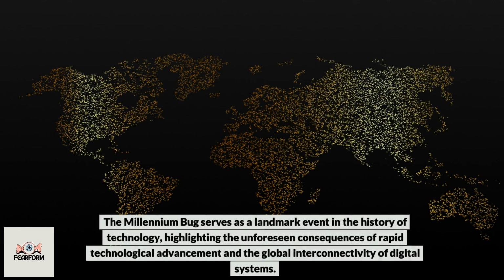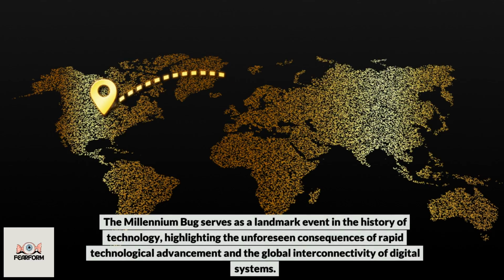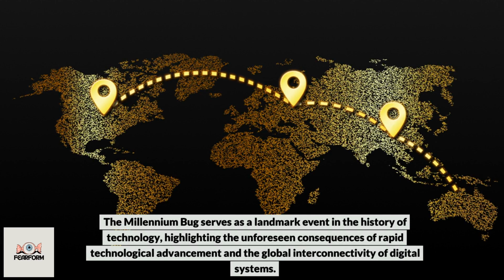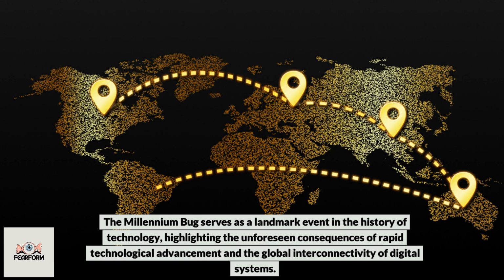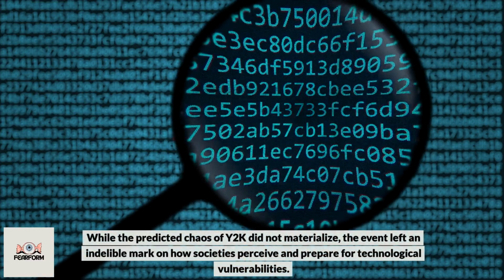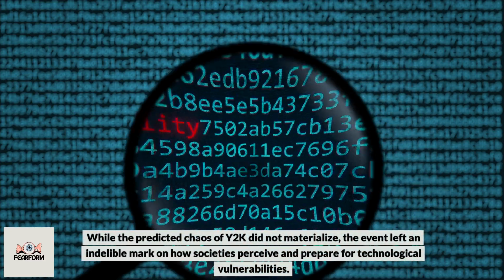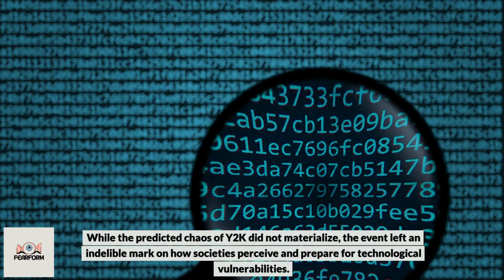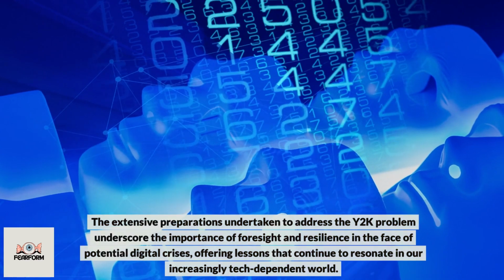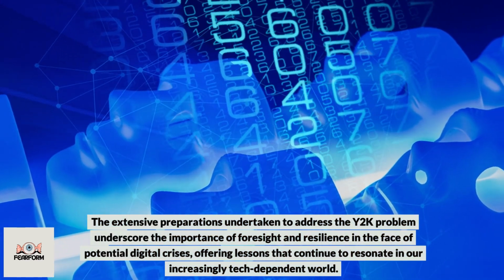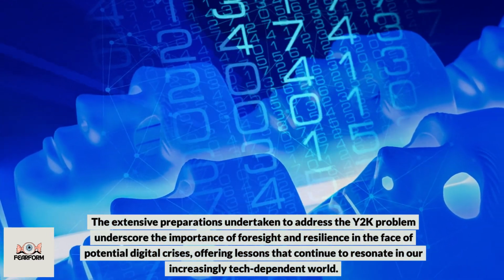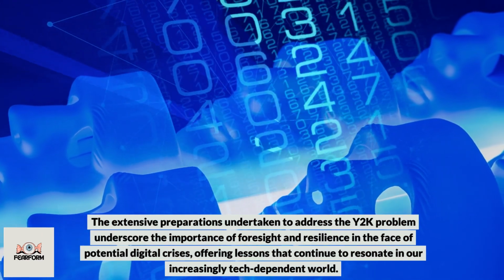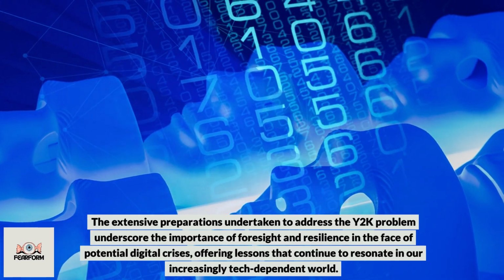The Millennium Bug serves as a landmark event in the history of technology, highlighting the unforeseen consequences of rapid technological advancement and the global interconnectivity of digital systems. While the predicted chaos of Y2K did not materialize, the event left an indelible mark on how societies perceive and prepare for technological vulnerabilities. The extensive preparations undertaken to address the Y2K problem underscore the importance of foresight and resilience in the face of potential digital crises, offering lessons that continue to resonate in our increasingly tech-dependent world.